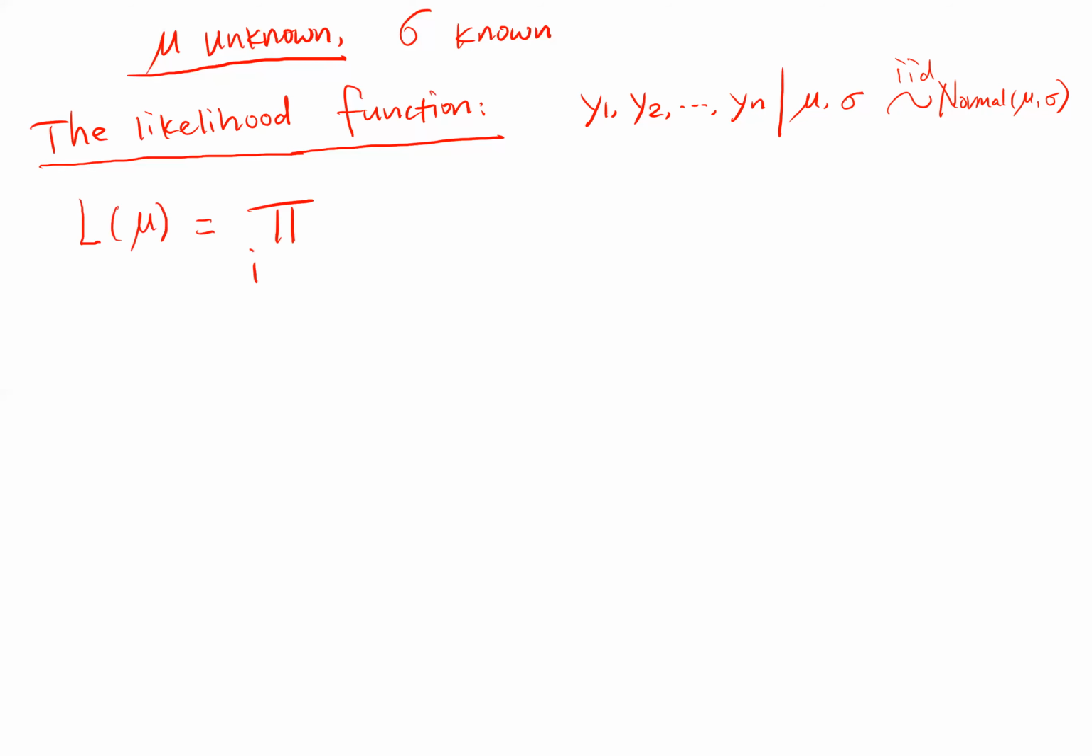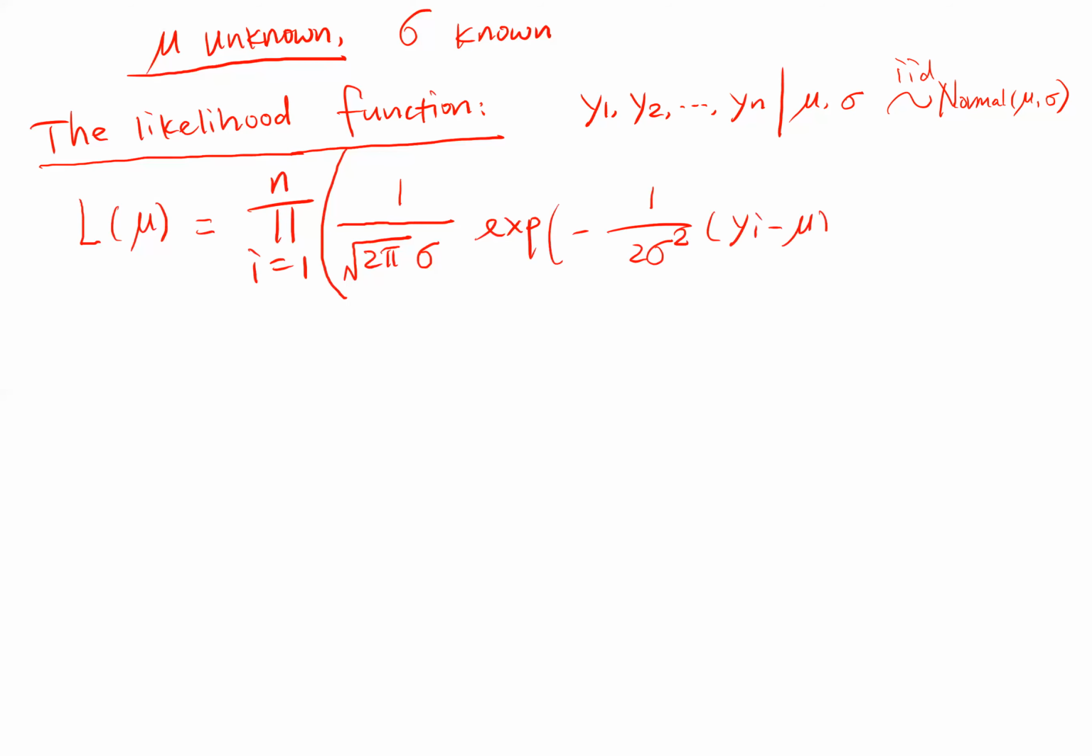So what is L(mu)? We know that they're IID, so it's going to be the product of each of the individual densities. Let me write the PDF for you. In the big parentheses, it's the density PDF of each observation yi, the contribution. And because they're independent, the joint will be the product of all of them.